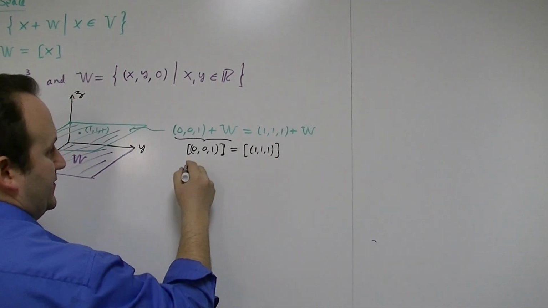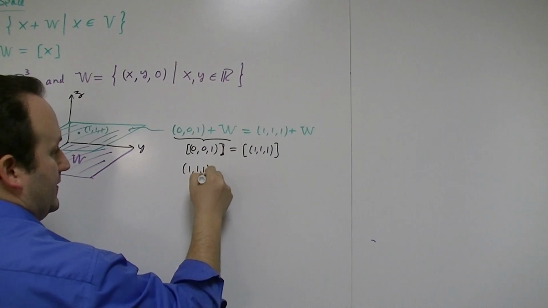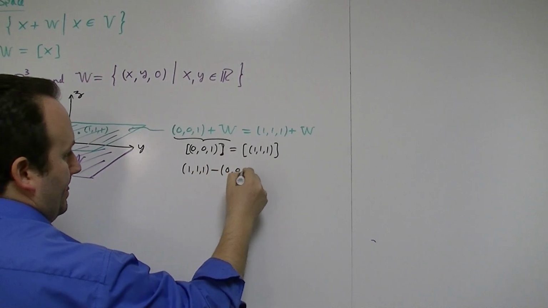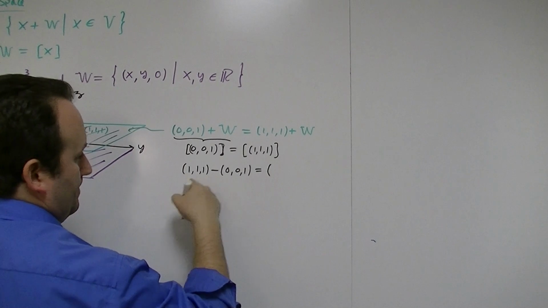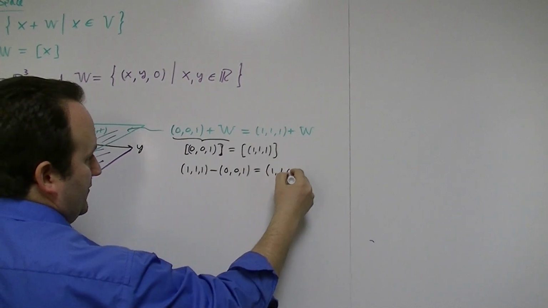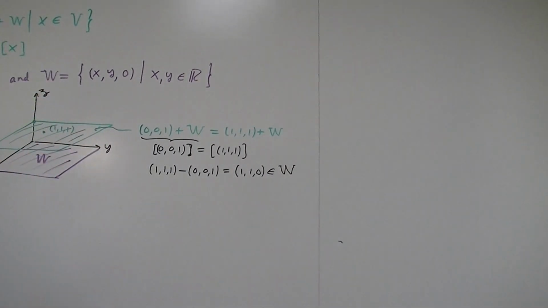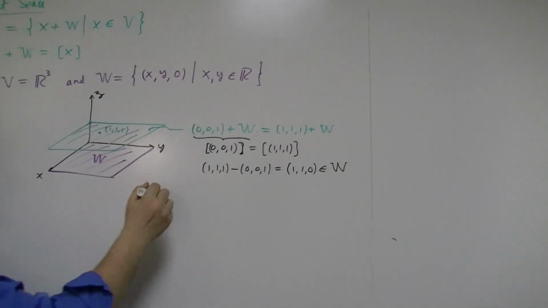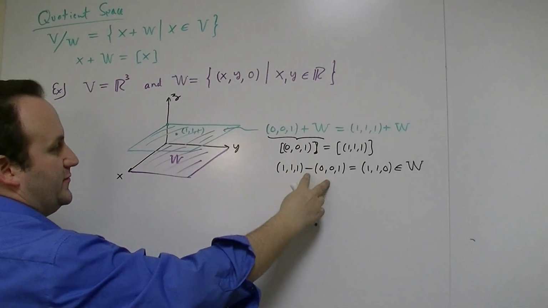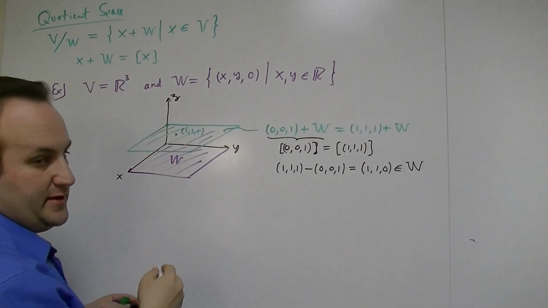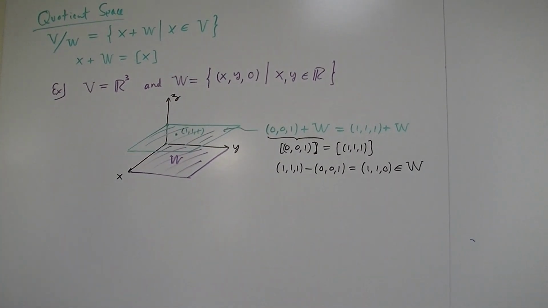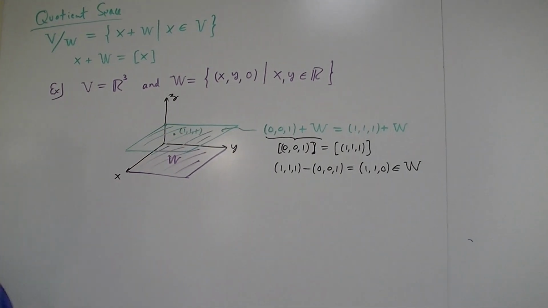To check on that, notice that the difference of the representatives is (1, 1, 0), which is an element of W. So there you go. That's going back to proposition 1 from last time. Also, in terms of three-dimensional coordinate geometry, that's because we're taking the difference of points in a plane and we get a vector in the plane. But okay, that's one. There's a picture of the subspace and a coset.